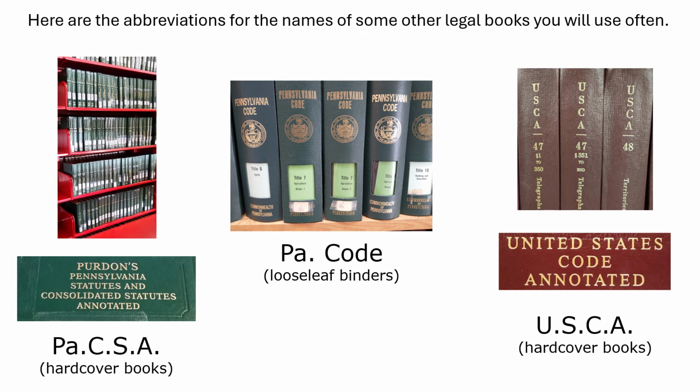Here are the abbreviations for the names of some other legal books you will use often. First, we have Purdon's Pennsylvania Statutes and Consolidated Statutes Annotated, and that's abbreviated PACSA. The abbreviation for the Pennsylvania Code is pretty simple. It's just PA and then the word code. And finally, we have the United States Code Annotated, and that abbreviation is USCA.